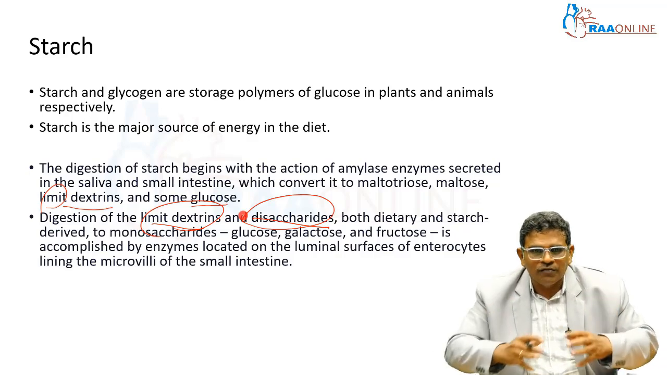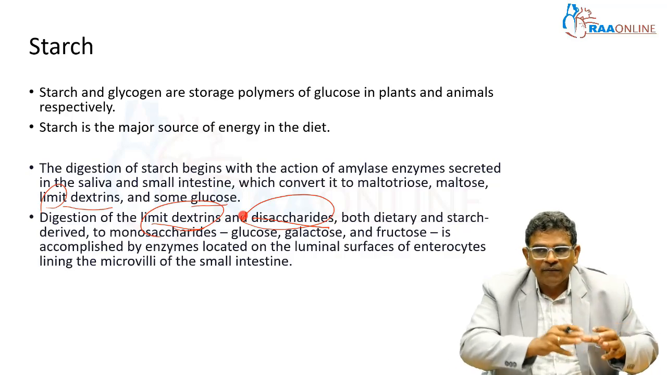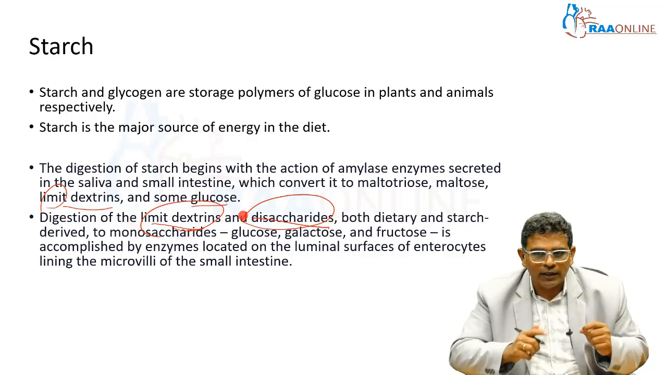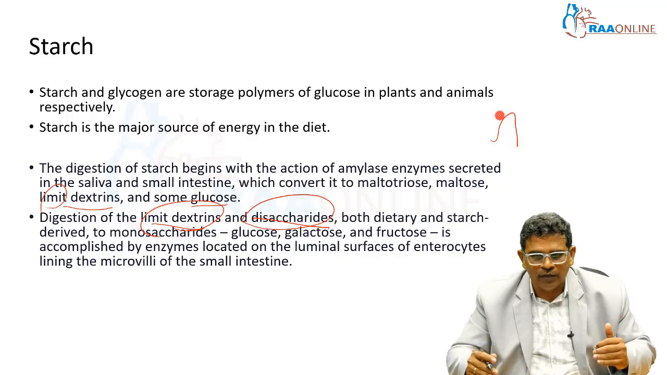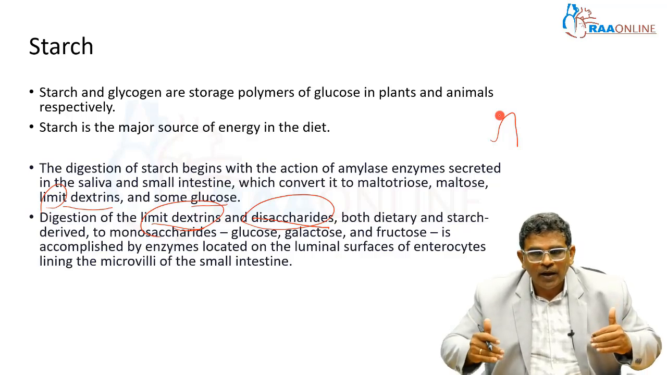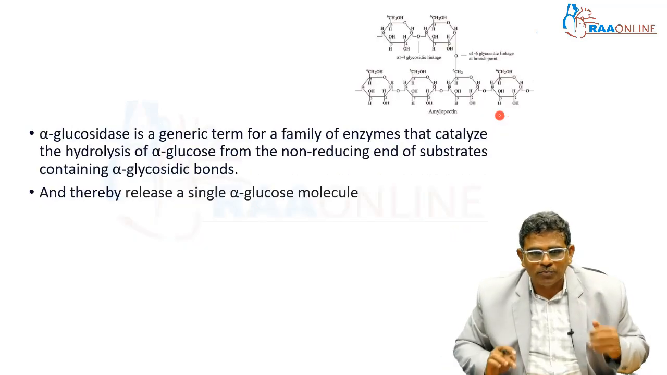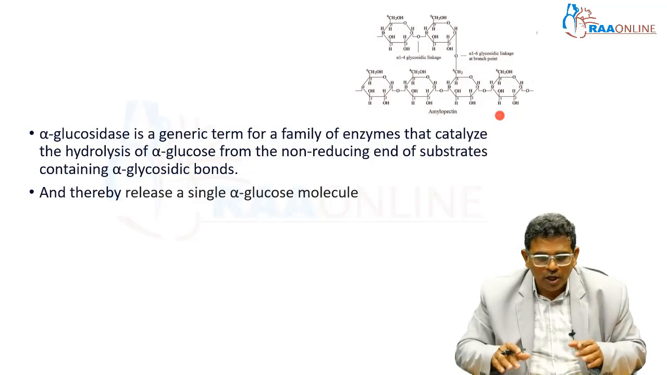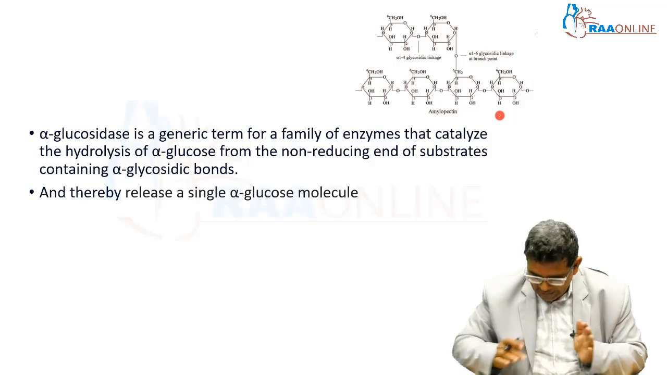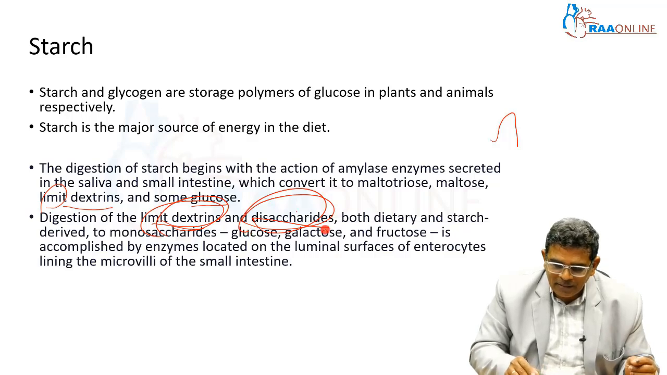This conversion of limit dextrin and disaccharides to monosaccharides is accomplished by enzymes located on the luminal surface of the enterocytes. We will show this in the next image. They are caused by enzymes located on the luminal surface of the enterocytes lining the microvilli of the small intestine. Just remember this. I will show you in the next chart how it happens. These are the enzymes which convert dextrin and disaccharides into glucose, galactose or fructose.